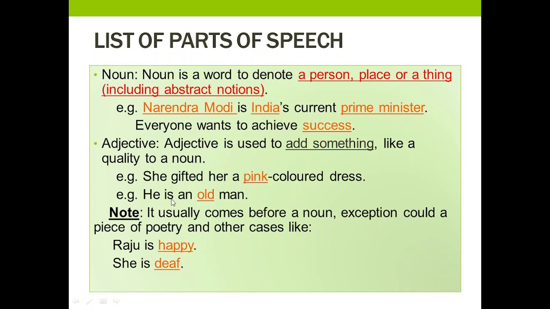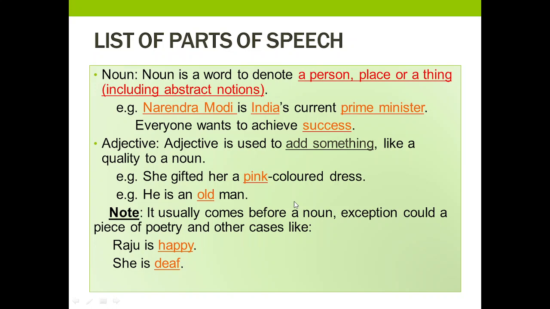Another example, it is very easy. He is an old man. So here we see that man is noun, and old, it qualifies noun. It tells us about the noun, that the man is an old man. Old is adjective here. Okay. Note, it usually comes before a noun. So we have noticed this in both of these sentences, that adjective precedes noun. Adjective comes before noun.